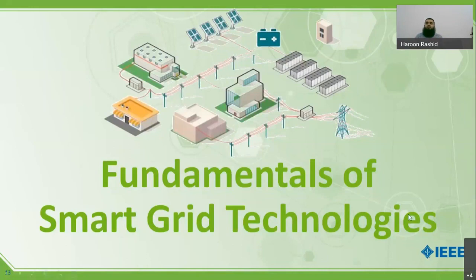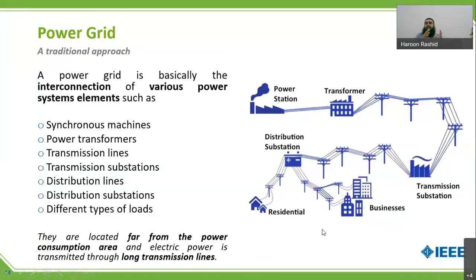When we talk about a grid, in traditional terms we call it a power grid. This is the current scenario, the traditional approach, where we receive electricity at our home or office, coming from the power station through various stages and various elements connected in series. They are all interconnected.